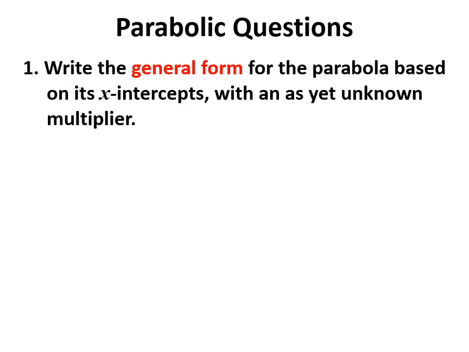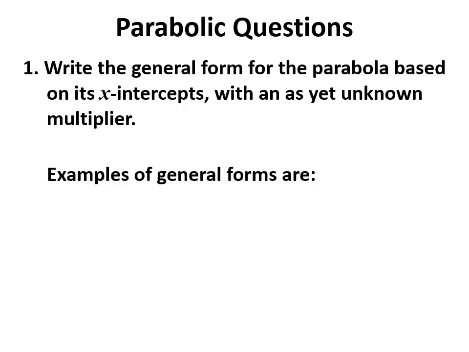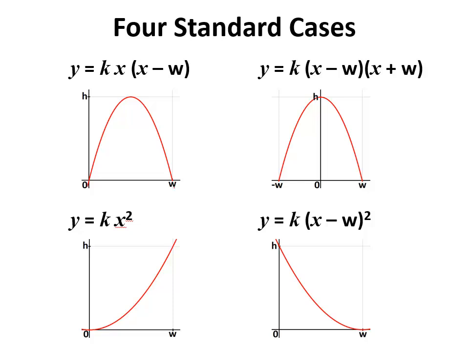So first up, we write the general form for the parabola based on its x-intercepts with an unknown multiplier at the start. So the examples of those general forms are these. On the two intercepts, on an intercept of 0 going out to a point, turning at 0 or turning at a point. Now almost all of them are like this, with rare exceptions.